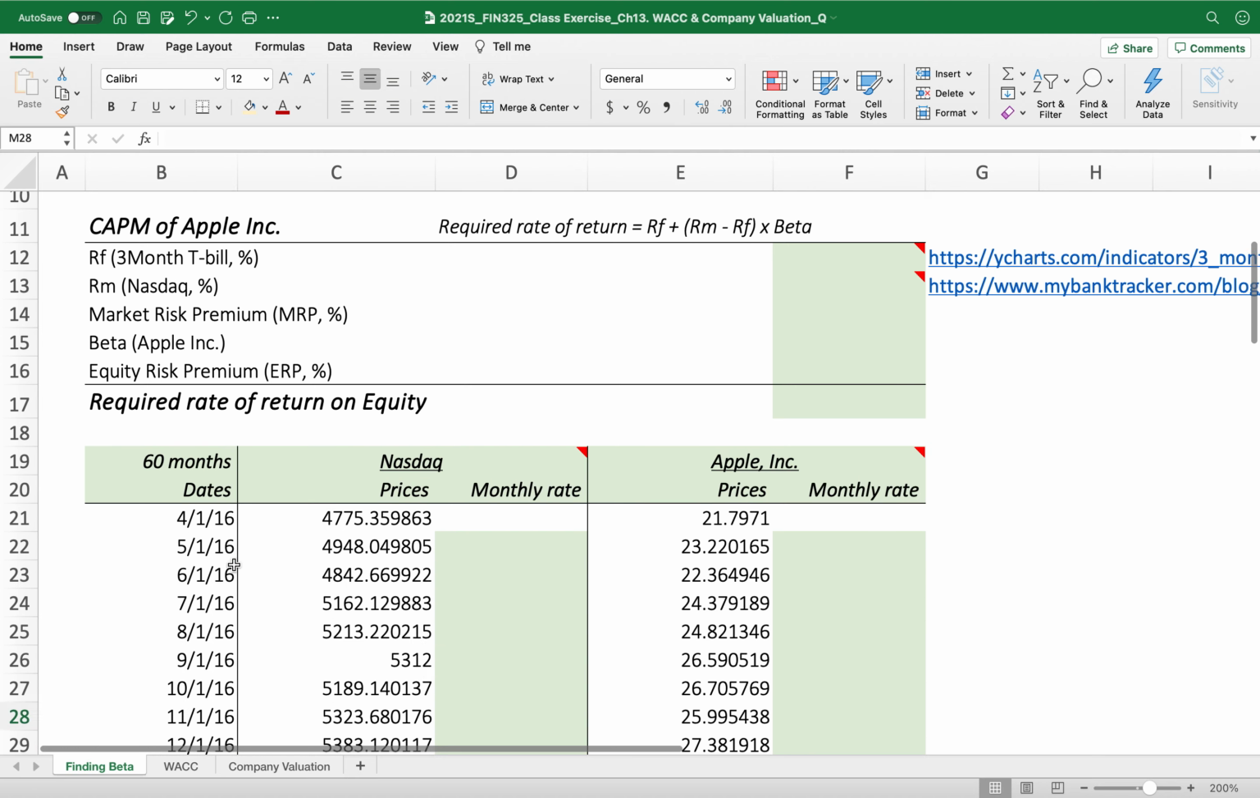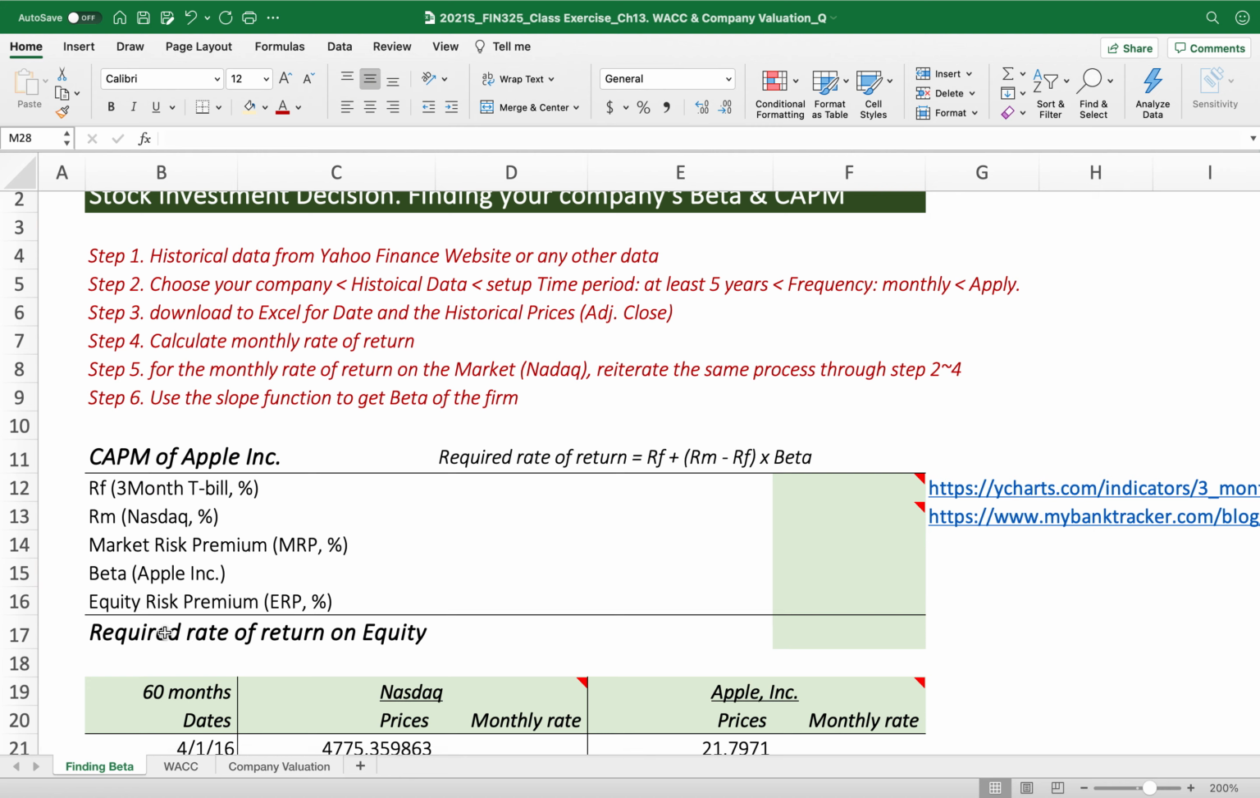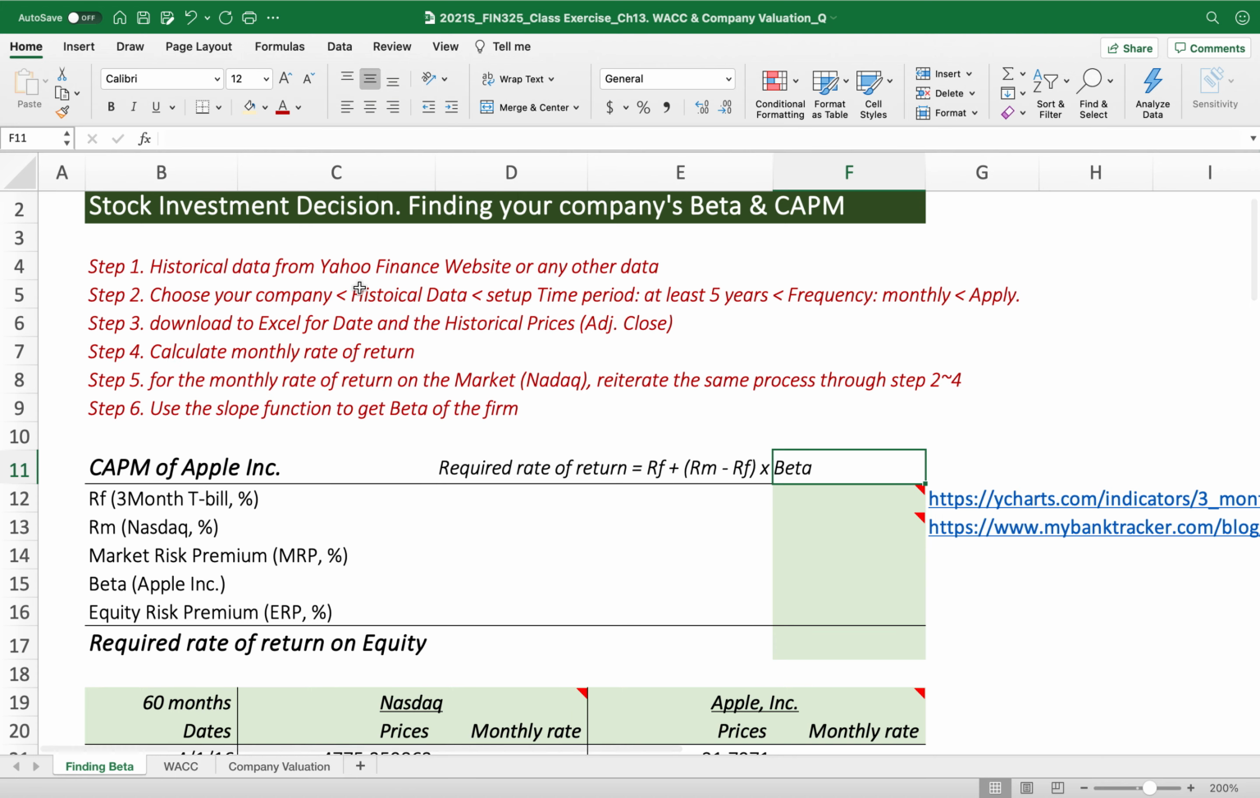Why is it important to get the beta? The beta is the sensitivity to the market rate. Each individual stock has a sensitivity to the market stock price changes. That determines the required rate of return, because all the stocks share the risk-free rate and the market rate, and the only difference is beta. So the first step is to get historical data from the Yahoo Finance website or any other data website.